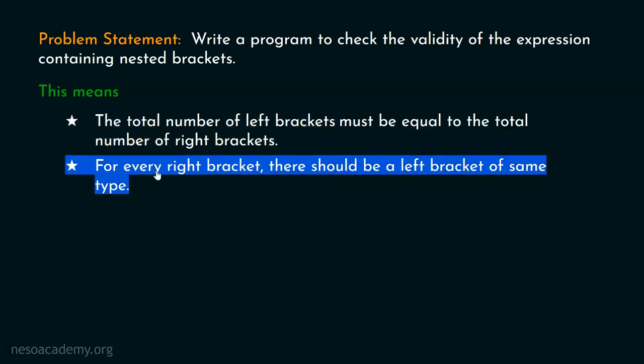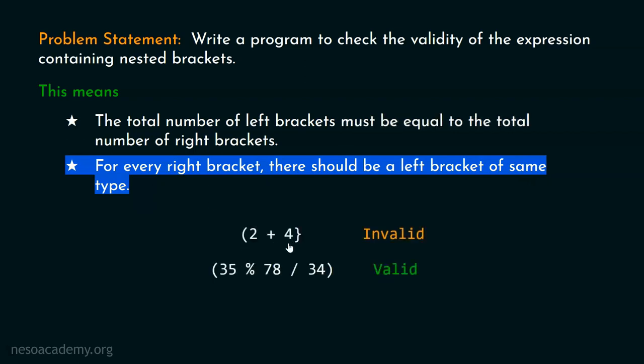Along with this, when we say that for every right bracket there should be a left bracket of the same type, we actually mean that the types must be the same. Here this expression is invalid because the types are not the same. For this opening round bracket we do not have a closing round bracket; instead we have a closing curly bracket. The types are not the same. Hence we can say this expression is invalid. But this expression is perfectly valid. So these two conditions must be satisfied if we want to say that the given expression is a valid expression.